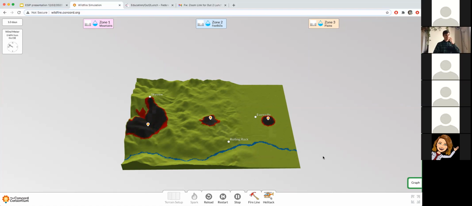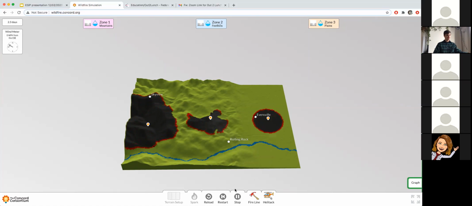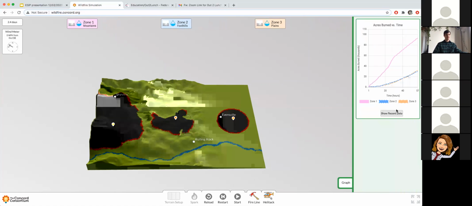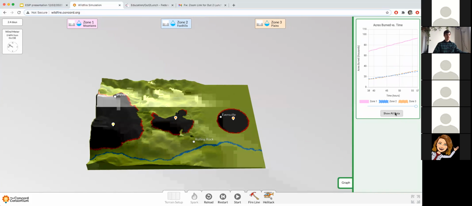And interestingly enough, qualitatively, we can see that fire spreads much faster in mountains than either hills or plains, which is not exactly an intuitive concept. Now, if we want more than qualitative, we also have a graph where you can see a quantitative representation of what's going on here in terms of the acres burned over time. So here we have acres burned on the y-axis and time on the x-axis, and you can see that each zone has a line representing the number of acres burned. So zone 1 has clearly shot up way higher and the other two are pretty similar to each other.